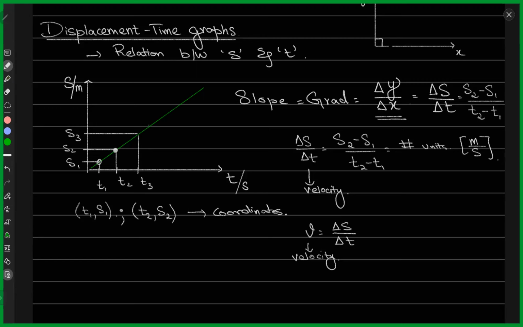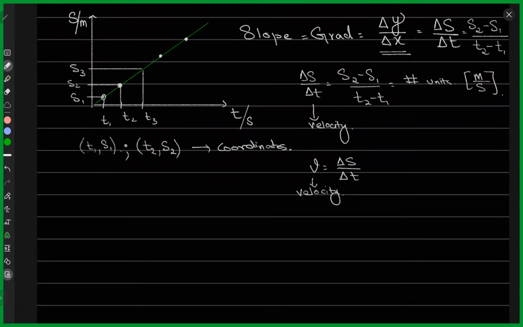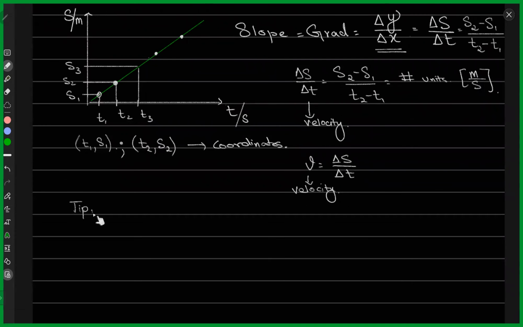Now let's talk about this graph. This graph implies that if I compute the slope, I could have taken any 2 points, so maybe I could have taken this one and this one. Usually there's a tip for you here: always take points that are further apart. I'll tell you why.